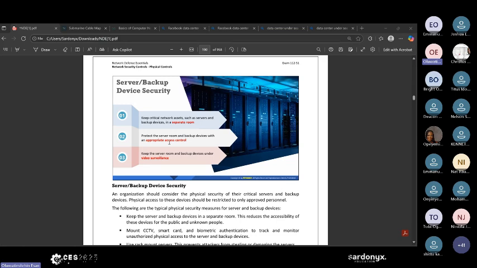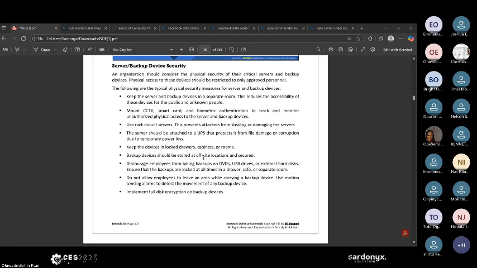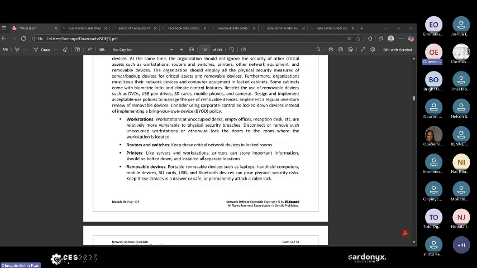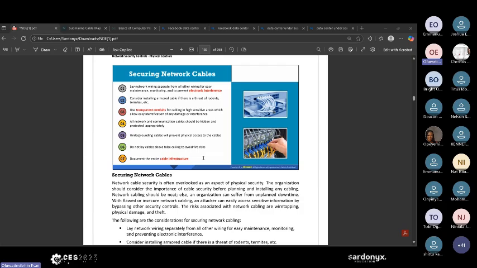Now, protect the server room and backup devices with appropriate access control. Not just everybody should have access to it. Then also keep the server room and backup devices under video surveillance. Then critical access and also removable devices. You can also secure network cables, right? So that rats will not eat them. Example, secure where the DVR is for your CCTV camera.